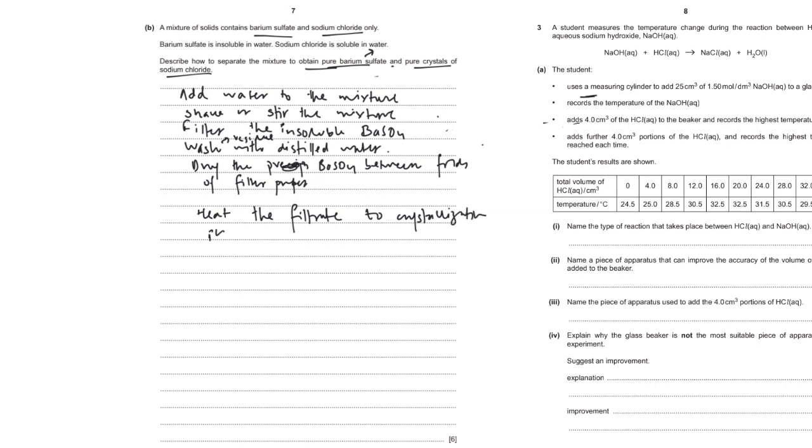or you can also say heat the filtrate to the point of dryness, to crystallization point, to get sodium chloride crystals. Let's be more specific. Then you can dry the sodium chloride crystals in a warm oven or between folds of filter paper, whatever it is. So write the full process.